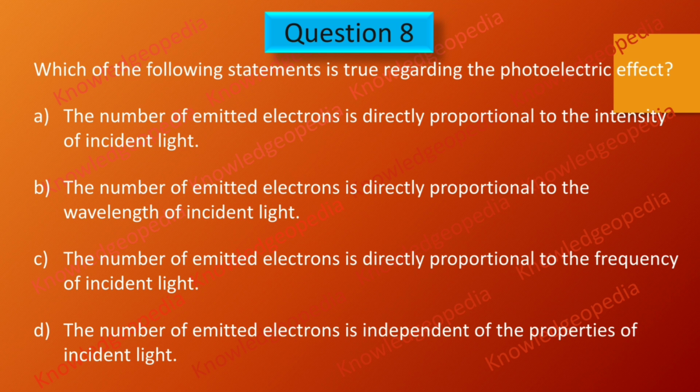Now coming to the next question, which of the following statements is true regarding the photoelectric effect? Option A, the number of emitted electrons is directly proportional to the intensity of incident light. The number of emitted electrons is directly proportional to the wavelength of the incident light. Option C is, the number of emitted electrons is directly proportional to the frequency of the incident light. And the last option is, the number of emitted electrons is independent of the properties of the incident light. Yes, as we have discussed, the correct option is option A, that is the number of emitted electrons is directly proportional to the intensity of incident light.